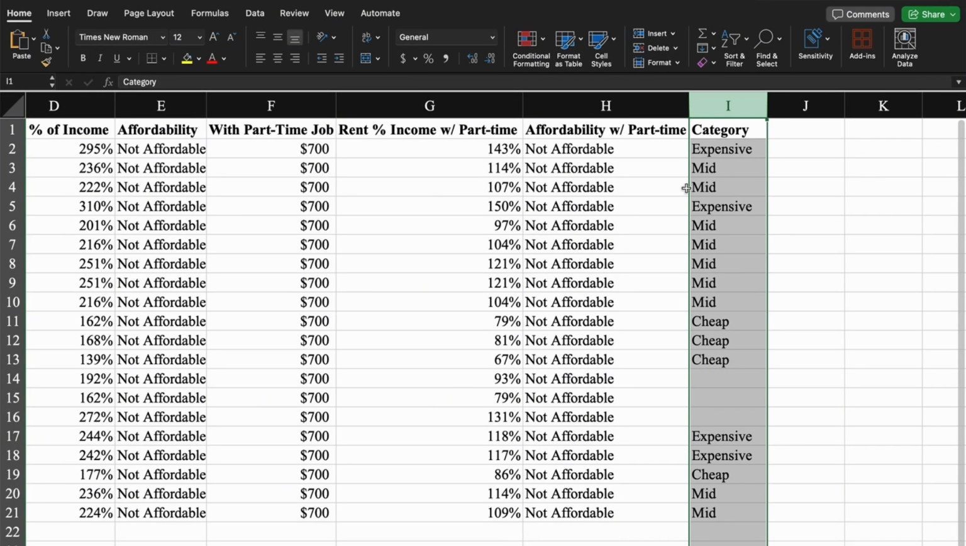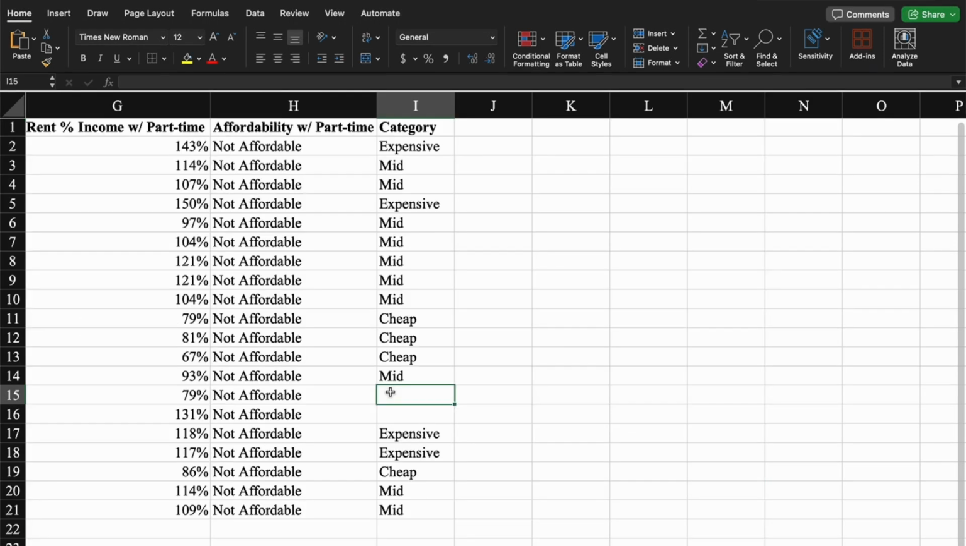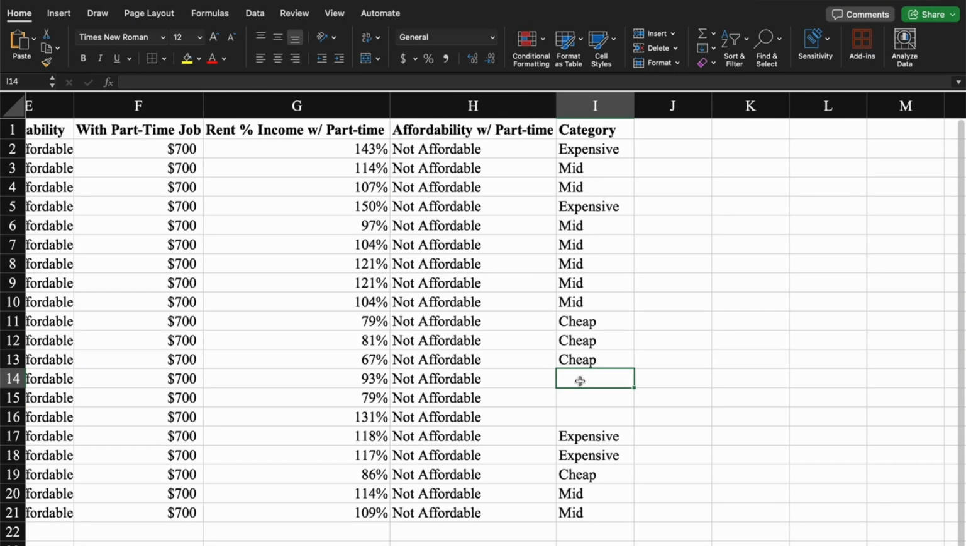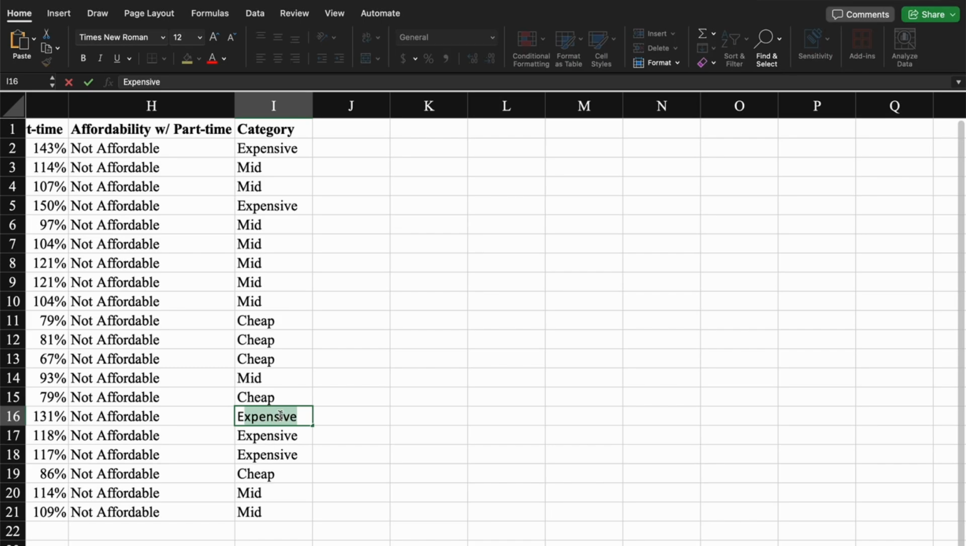To see the bigger picture, I grouped all 20 suburbs into three categories based on weekly rent. Under $600 is cheap, $601 to $800 is mid range, and above $800 is expensive. You already have all the numbers. Then what does grouping actually change? It helps us see patterns instead of individual suburbs.